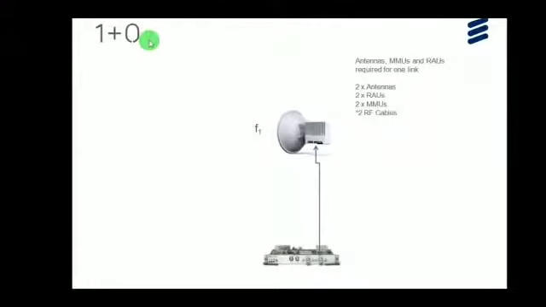1+0 configuration. The requirements are antennas, MMUs and routes for the one link. For the 1+0 configuration, we need two antennas, that is near and far end, two routes, that is near and far end, two MMUs near and far end, and two IF cables or RF cables. This is here near end. We have installed one MMU, IF cable, one radio and one antenna.